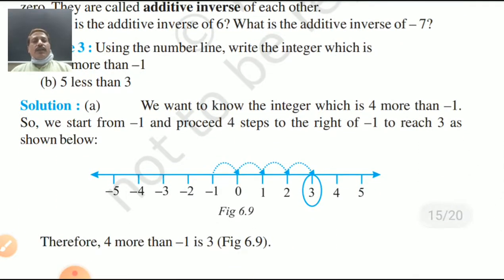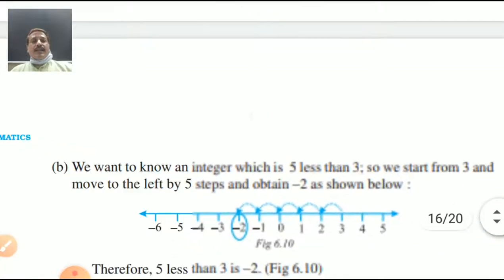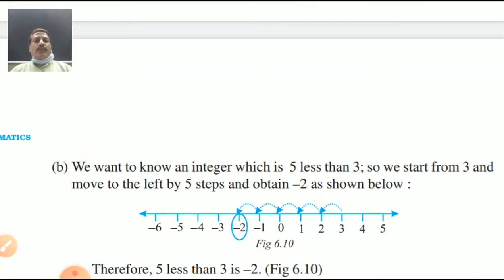First of all, minus 1 is there. Yes. And which direction we are moving now? Plus. Plus 4 is that. So 4 steps we can move on the right side, which gives me a 3. So 3 is the answer. Yes. Correct? Yes. Very nice. Second one. See. We want to know an integer which is 5 less than 3. You can stand on 3 and jump 5 steps on left side.